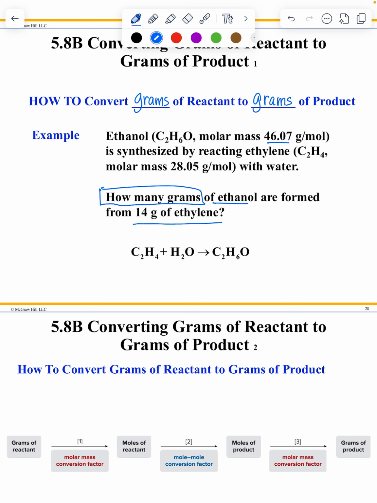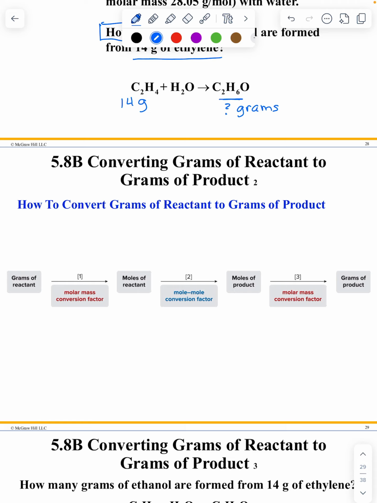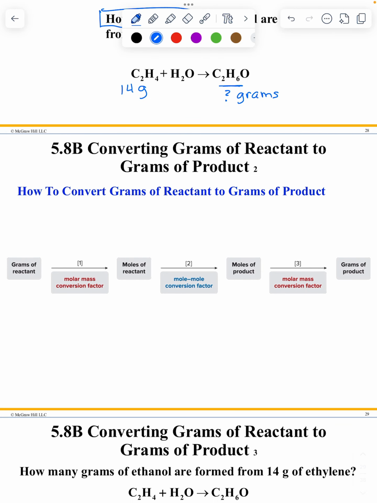Sometimes it helps just to write that out. This is a little flow chart that may help you. We're starting with grams of A. Our first step would find moles of A, and remember we're going to use molar mass to do that. And then we're going to go from moles of A to moles of B, and to do that, we're going to use the mole-to-mole conversion factor. And lastly, we're going to go from moles of B to grams of B, and again, we're going to use the molar mass.